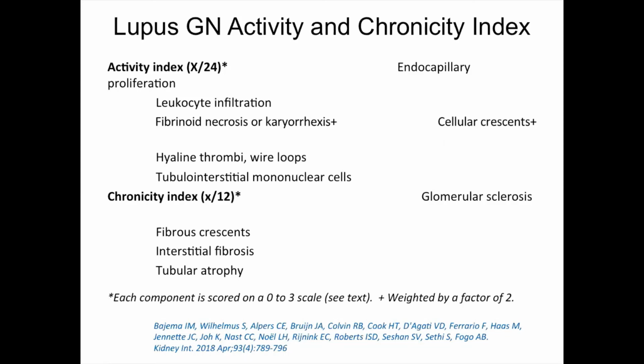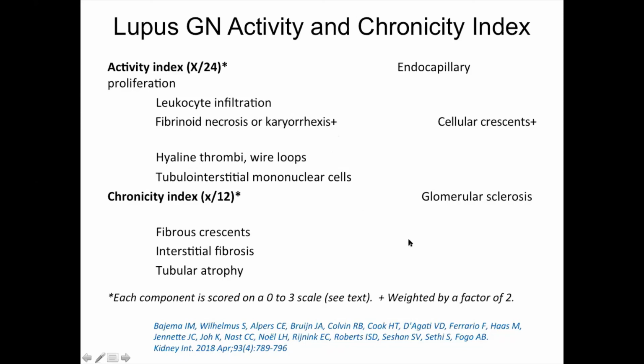We said that the activity index is out of 24. There is a scale in the paper that I left for you in our group on Facebook. You can go there and download the paper. The calculation is based on the endocapillary proliferation, leukocyte infiltration, presence of fibrinoid necrosis or karyorrhexis, and presence of cellular crescents. The values for fibrinoid necrosis or karyorrhexis and cellular crescents are multiplied by 2. Then presence of hyaline thrombi, wire loops, tubulointerstitial mononuclear cells.